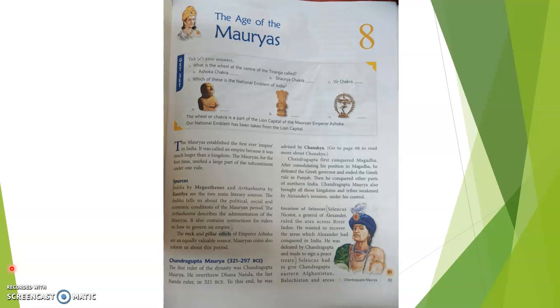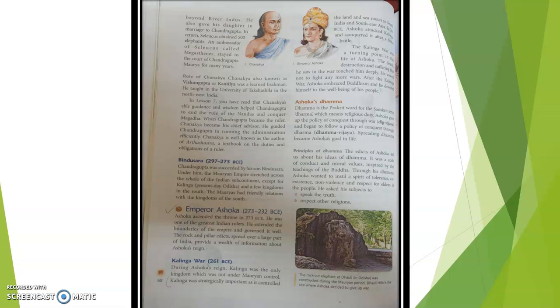Next is invasion of Seleucus. Seleucus Nicator was a general of Alexander. He ruled across river Indus. Seleucus wanted to capture all that area which Alexander won in India. But he was defeated by Chandragupta and made to sign a peace contract. He had to give his captured area to Chandragupta Maurya. These areas included eastern Afghanistan area, including river Indus. He also gave his daughter in marriage to Chandragupta.